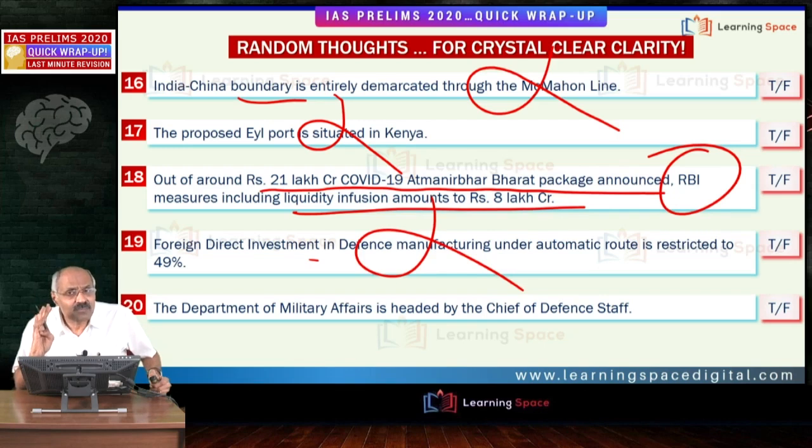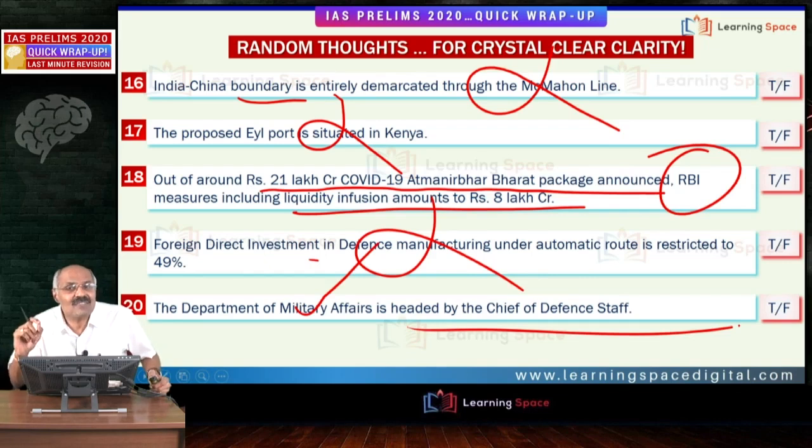We learned all these things previously. And there is one new department created in the defense ministry. This is the Department of Military Affairs, and this is headed by the Chief of Defense Staff. So India now has a Chief of Defense Staff, and it is expected to create more and more theater commands in future. When I talk about theater commands, one example is this Andaman and Nicobar command.